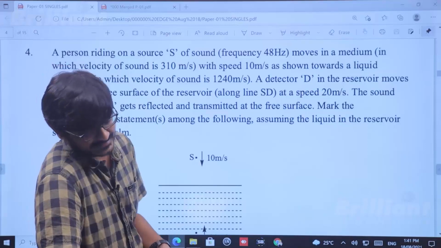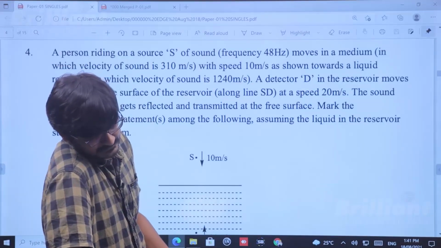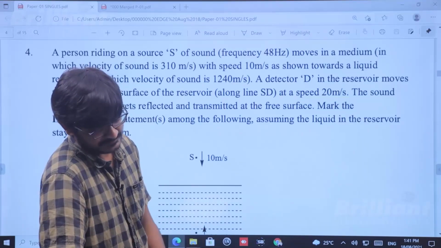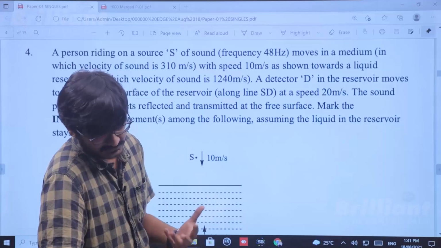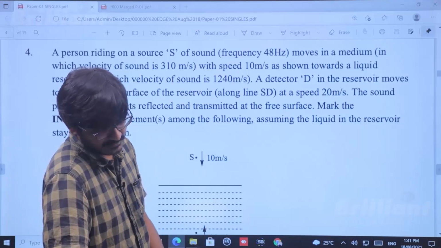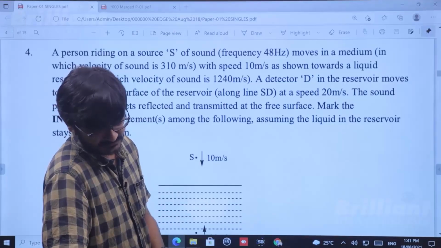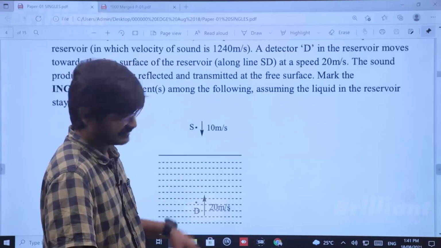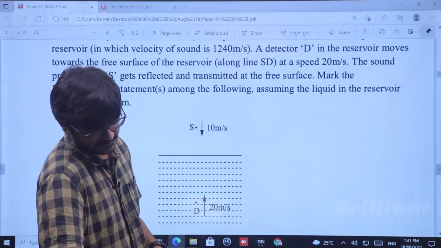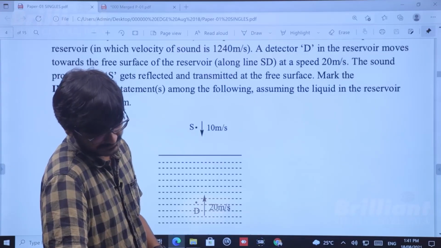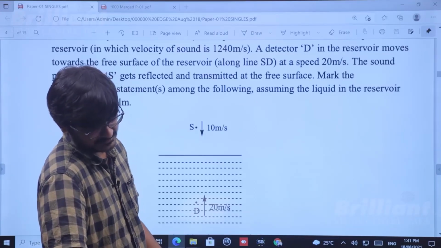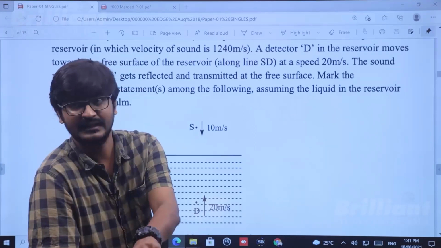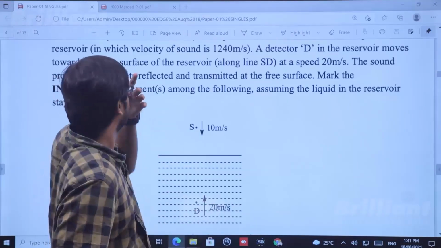The question says, a person riding on a source S of sound frequency 48 Hz moves in a medium with a velocity of sound 310, the source is moving with speed 10. Okay, velocity of sound in reservoir is 1240. A detector D in the reservoir moves towards the free surface. Okay, everything is given in the figure. With 20, the sound produced by source S gets reflected and transmitted at the free surface. Mark the incorrect statements, assuming the liquid in the reservoir stays still and calm, right?